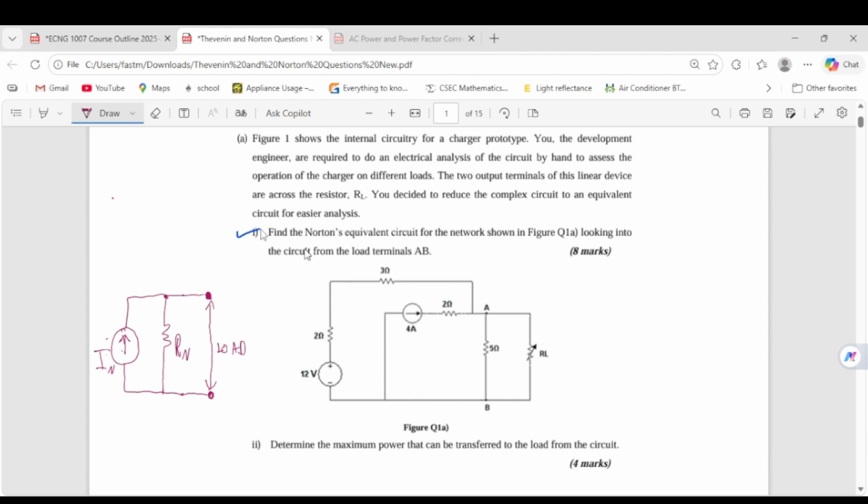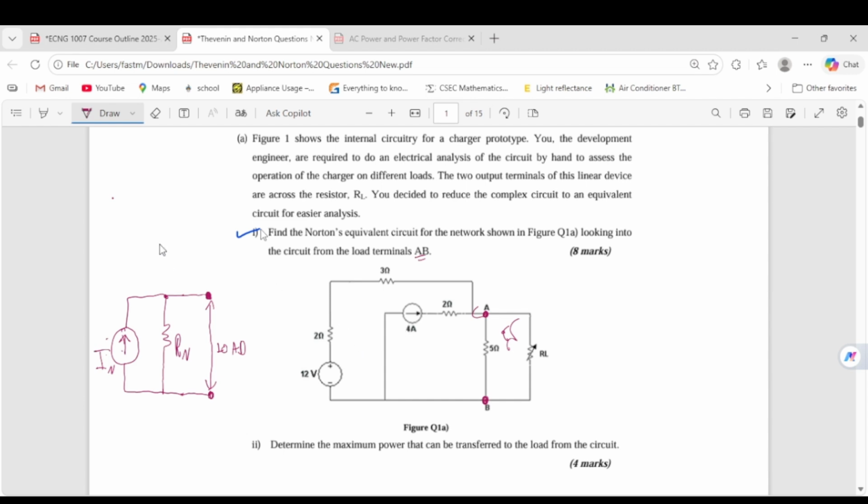So in this question here, finding Norton's equivalent circuit, looking into the circuit from load terminals AB. That's very important because this will tell you where you're looking into. If you look at the circuit, RL is your load. So you're looking into the circuit from points A and B, right? Basically this is your eyeball and you're looking into the circuit from it. So the current will flow here, right? So you're looking at it from it.